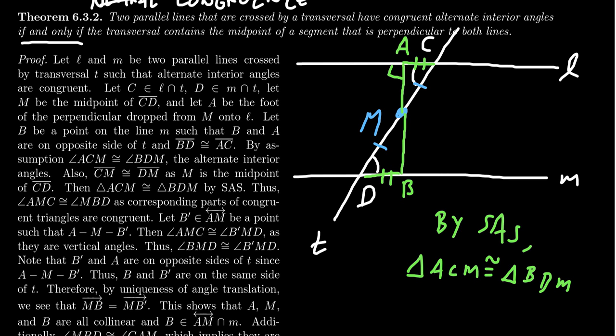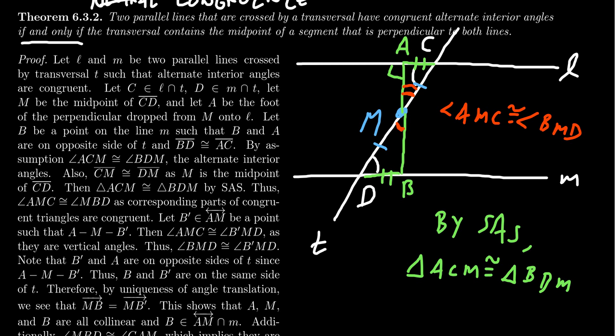Like so. And so all our corresponding parts of congruent triangles are in fact congruent. So we're going to get that angle AMC is congruent to angle DMB. So if we write that down here, we get angle AMC is congruent to angle BMD. Now, those sure look like vertical angles, which seems like, duh, vertical angles are congruent. But we don't actually know that A, M, and B are collinear yet. This is somewhat of the problem we have here.